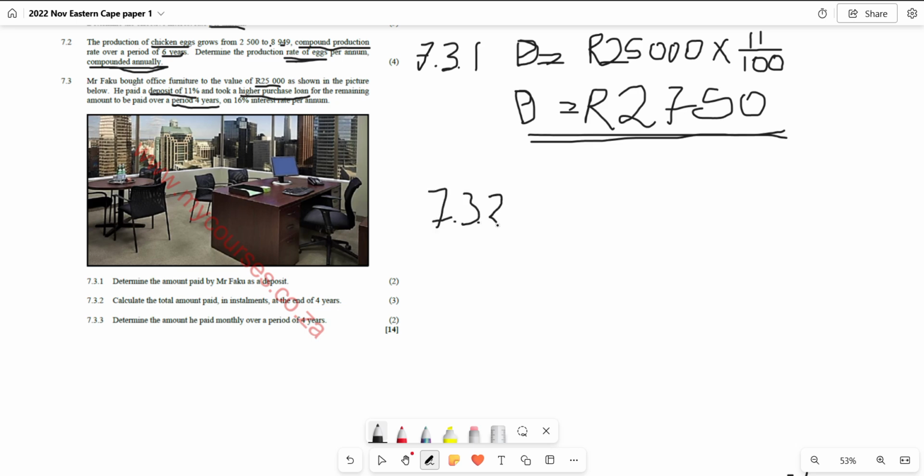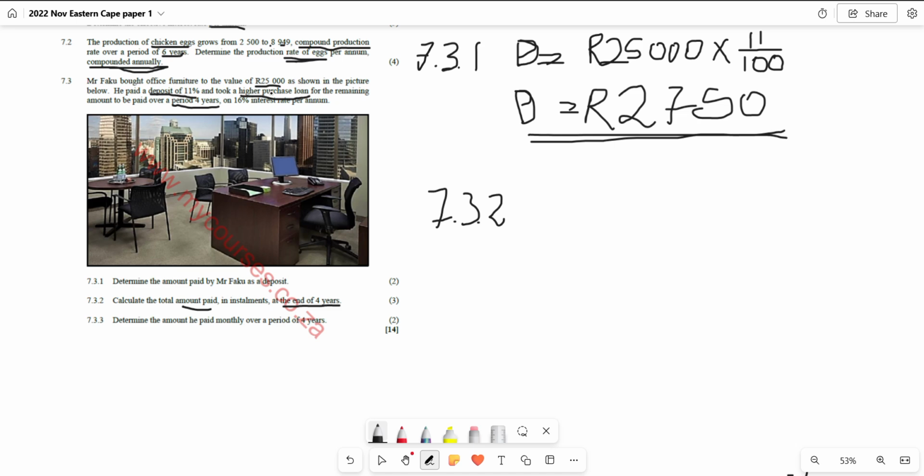7.3.2. It says calculate the total amount paid in installment at the end of the 4-year period. Then in this case, we want to understand as to how much Mr. Faku paid for the duration of this loan. We understand that Mr. Faku took a loan that is going to take 4 years to repay. Then also on the same breath, we understand by now, candidates, that the hire purchase loan uses the simple interest formula.